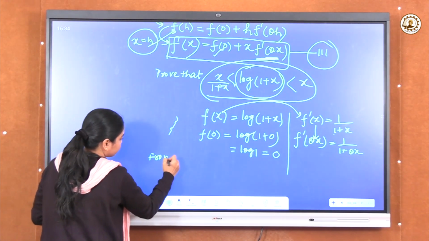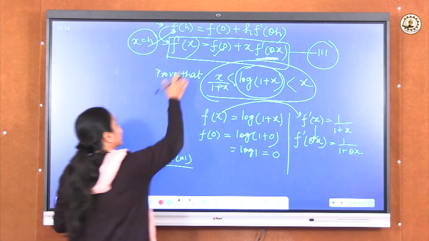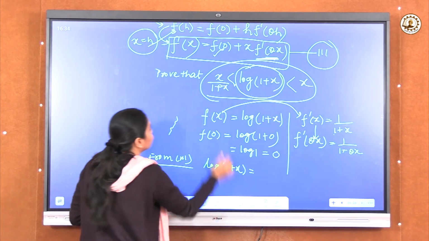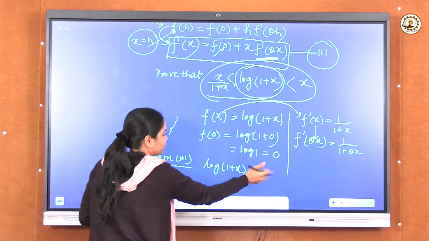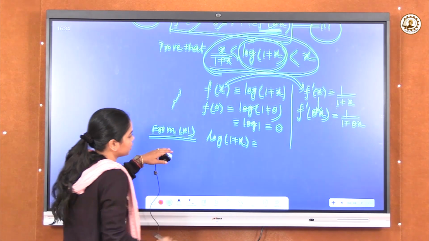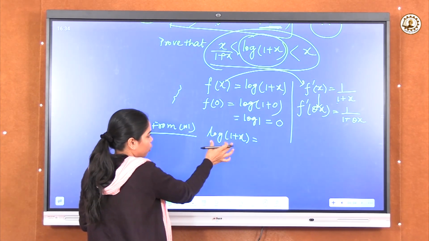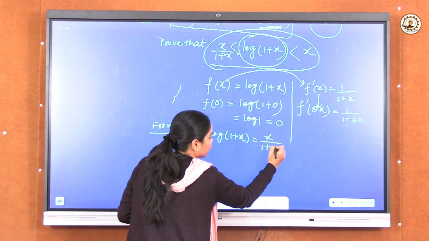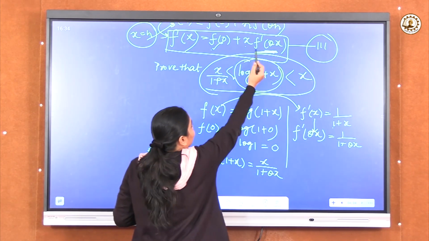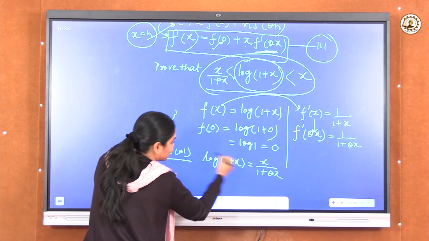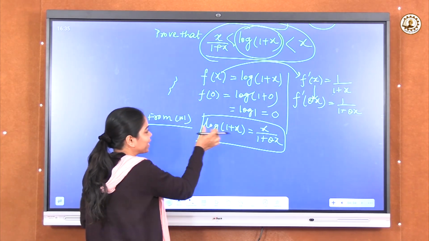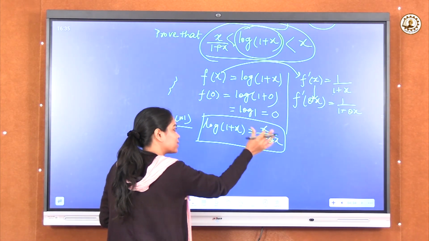So from equation 3 we can get f x. What is f x? f x is log of 1 plus x. Log of 1 plus x equals, what is f of 0? f of 0 is 0. So that is 0, plus x into f dash theta x. f dash theta x is 1 by 1 plus theta x. So ultimately, by using Maclaurin's formula, log of 1 plus x is x by 1 plus theta x. So after applying Maclaurin's formula, we get our value as x by 1 plus theta x.